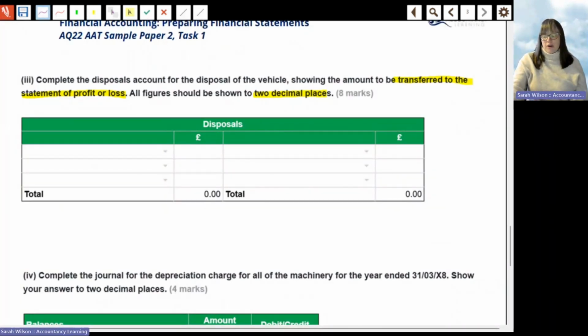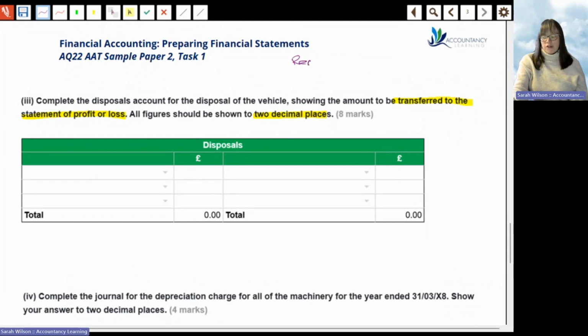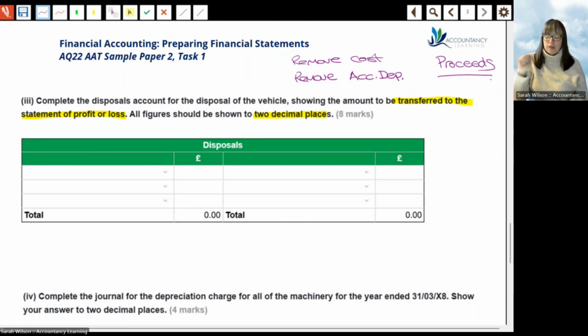So what do we need to do to dispose of an asset? We need to remove the cost, and we need to remove the accumulated depreciation, and then take into account any proceeds before we can work out our transfer to the statement of profit or loss. So currently it's sitting as a debit in our vehicles at cost account. So we're going to credit vehicles at cost and we will debit our disposals account.